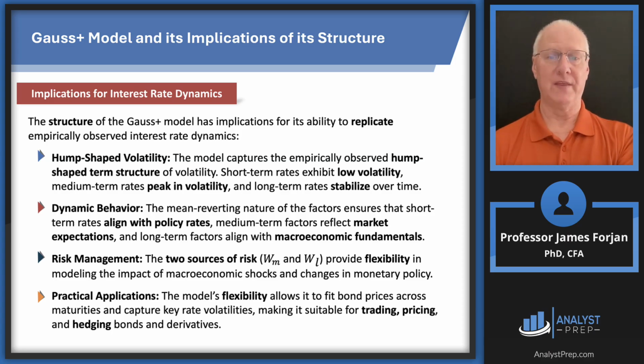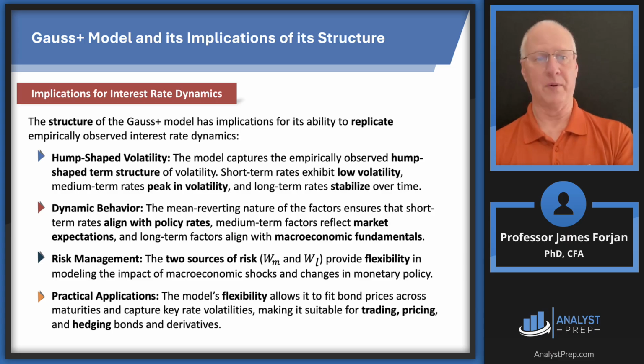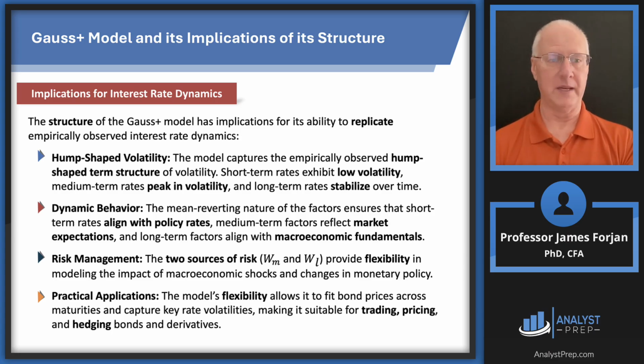In the model, we'll see that there are two sources of risk. There is a Wiener process for medium term and a Wiener process for long term. And so that's super important. And then there's practical applications. I said this earlier. What did I say? Hedging and pricing and trading.